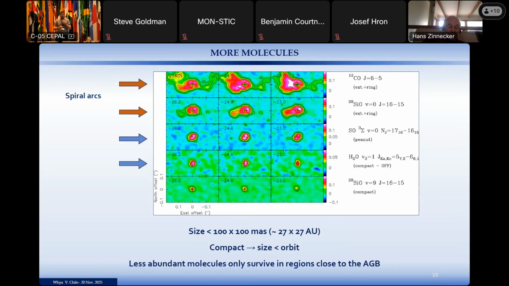Less abundant molecules, for example, SO, water, and others, show more compact emission with sizes smaller than 100 milliarcseconds. And that means that probably these less abundant molecules can only survive in the intraorbital region, in the regions closest to the AGB star, where the density of dust and molecules is high and can protect them from the ultraviolet emission of the white dwarf.